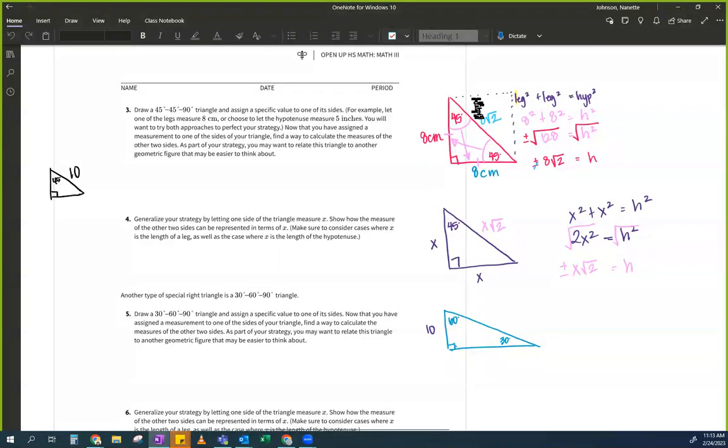Okay, here's a square, right? Yeah, someone says rectangle. I'm just going to tell you right now, a rectangle is not necessarily going to help you in this example.